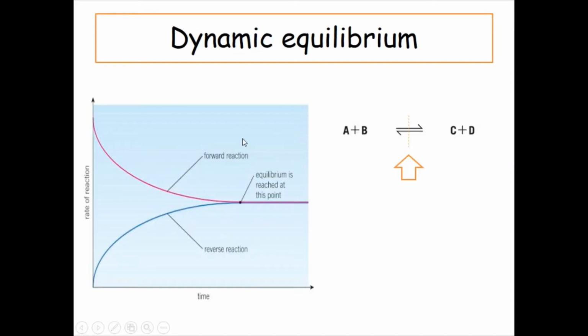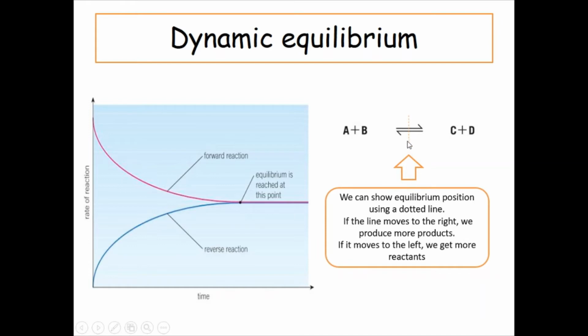A dynamic equilibrium is when both the forward and backward reaction happen at the same time and at the same rate. Now it's called a dynamic equilibrium because the position of the equilibrium can move in favor of the forward reaction or the backward reaction based on conditions. If the line moves to the right, it favors the forward reaction. If the line moves to the left, it favors the backward reaction. Every time it moves forward, more products are created. Every time it moves backwards, more reactants are created.